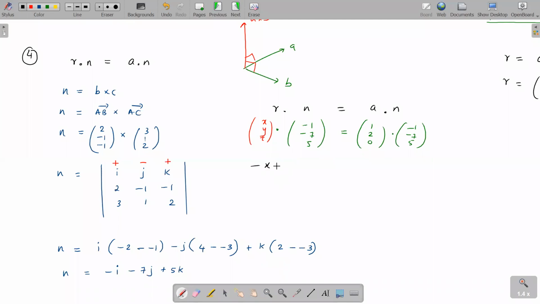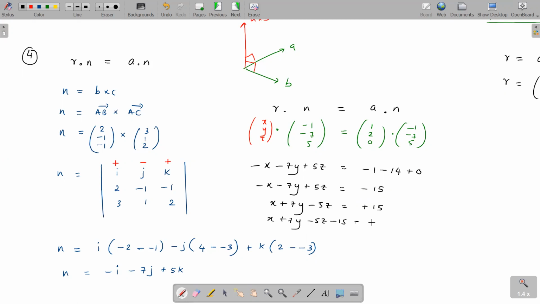Then I get minus x minus 7y plus 5z equals 1 into minus 1 is minus 1, plus 2 into minus 7 is minus 14, plus 0 into 5 is 0. Minus x minus 7y plus 5z equals minus 15. Okay, so you could change the negatives to positives here and make the equation equal to 0. Yeah, so this could be your answer.